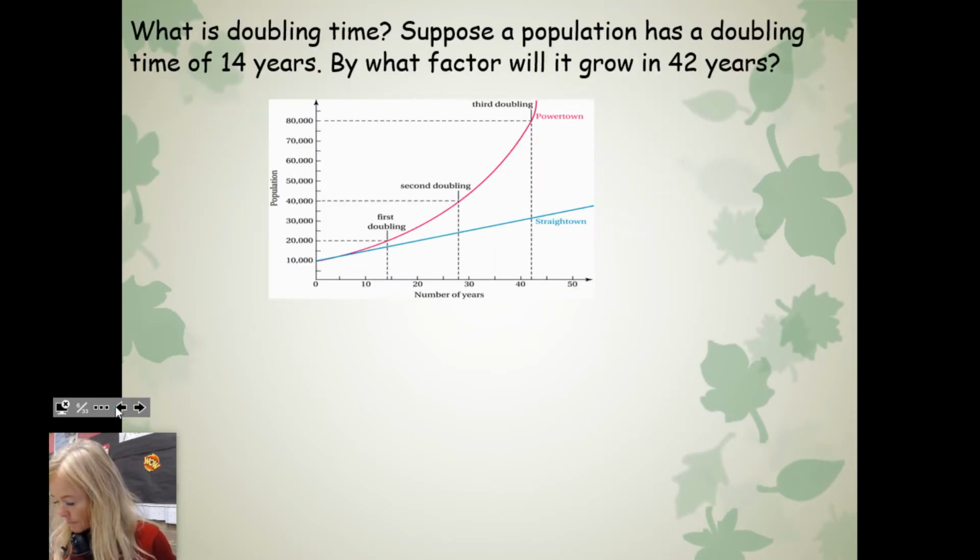I didn't actually put this in your notes, but I just wanted to show you the first, second, and third doubling in this little population, Power Town. Remember Power Town from, I don't know, I think it was last lesson.